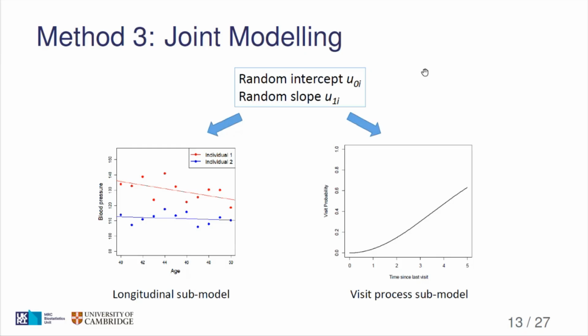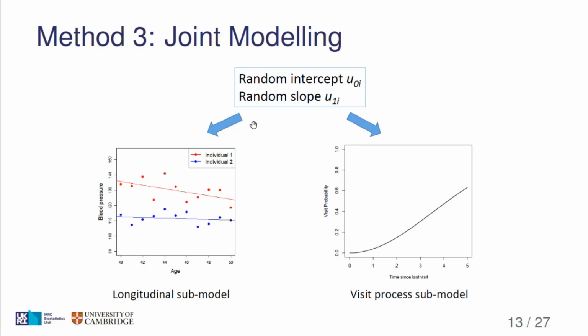Okay, so the third method that's commonly proposed for dealing with informative observation is what we call joint modeling. The idea behind this model is, rather than doing something in 2 stages, that we define a statistical model that models both the longitudinal process and the visit process simultaneously.